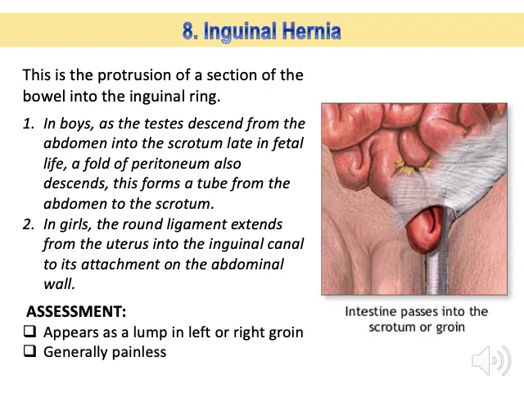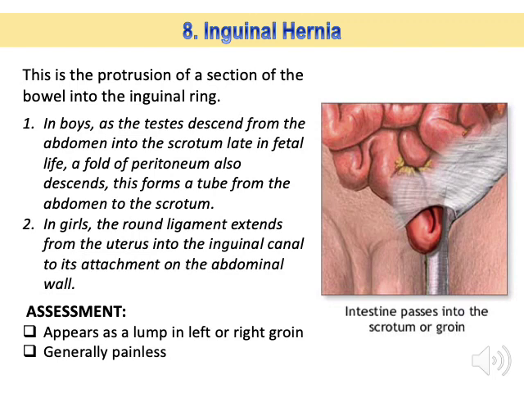Inguinal hernia is the protrusion of a section of the bowel into the inguinal ring, seen in the photo. It occurs usually in boys, with a 9:1 ratio of boys to girls. Among boys, as the testes descend from the abdomen into the scrotum late in fetal life, a fold of peritoneum also descends. This forms a tube from the abdomen to the scrotum.